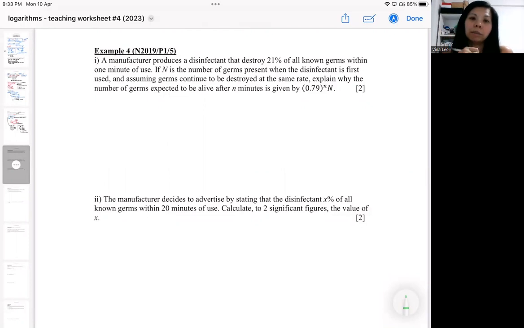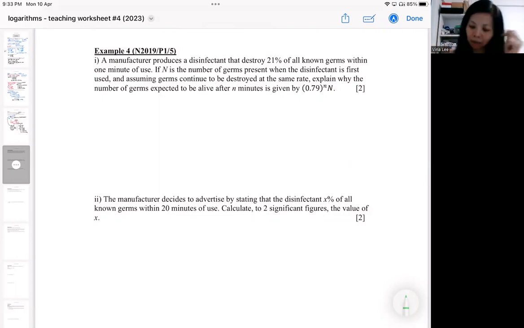A manufacturer produces a disinfectant that destroys 21% of the known germs within 1 minute. So every 1 minute, the disinfectant will destroy 21% of whatever germs are present. After this minute, it will destroy another 21% of whatever is left. So that's what the question is saying.